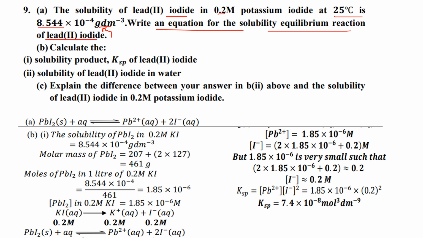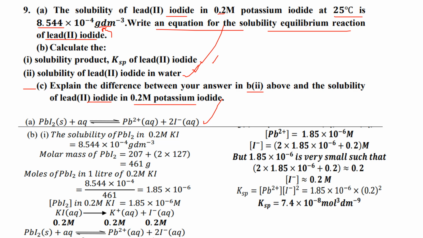Now in part B, we are going to calculate the solubility product of lead iodide, and then we also calculate the solubility, which is the same as the concentration, of lead iodide in water. Now part C, we are going to explain the difference between the answers that you have got in Roman numeral 1 and also Roman numeral 2. In part B, Roman numeral 2, above is the solubility of lead iodide present in 0.2 molar potassium iodide. So for part A, we write the solubility equation.